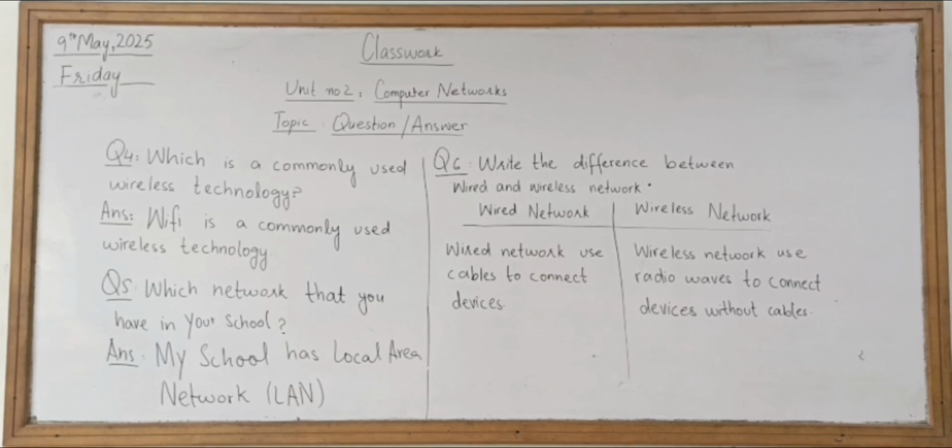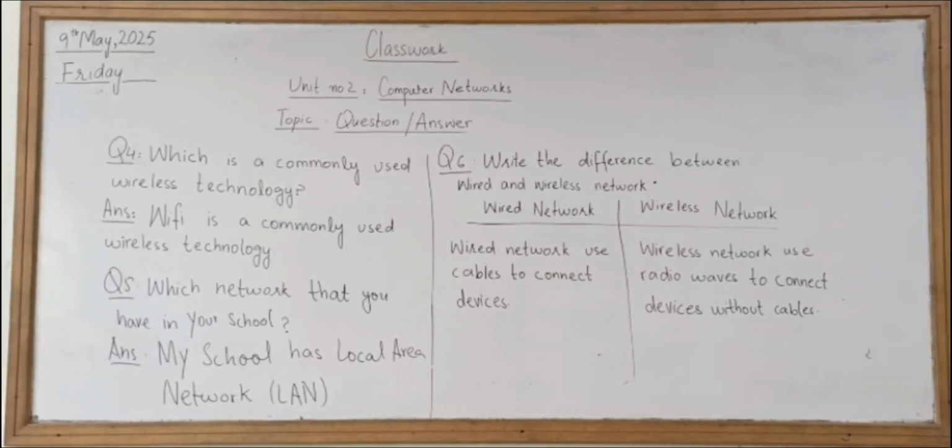The question is, which technology is wireless and very commonly used. They are asking which technology is wireless and commonly used in every home, every school, every country and every city. So the answer is Wi-Fi. Wi-Fi is a wireless technology that is commonly used everywhere, in every institute and every business, every country.